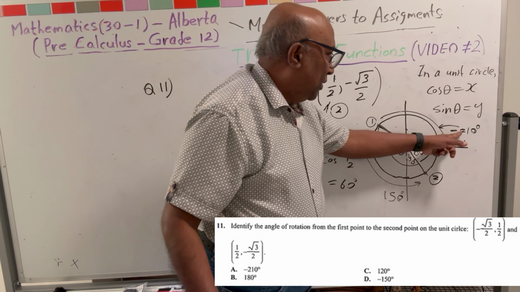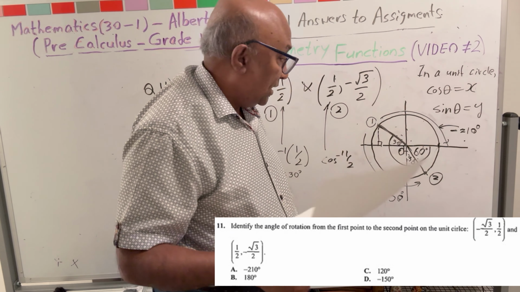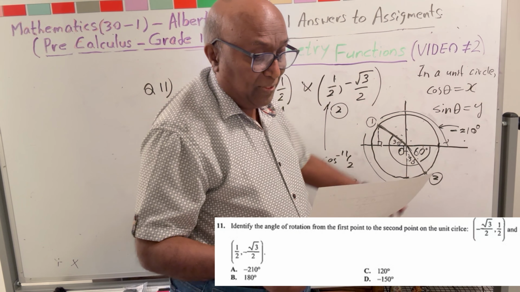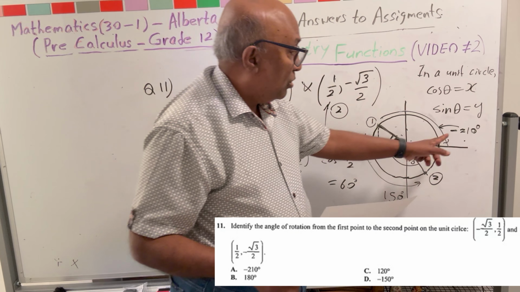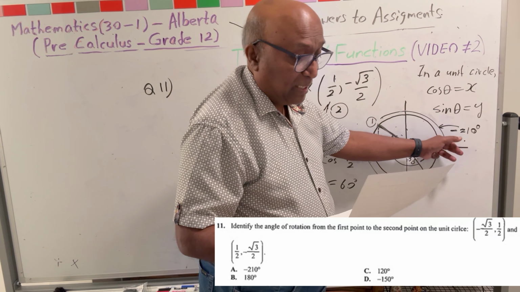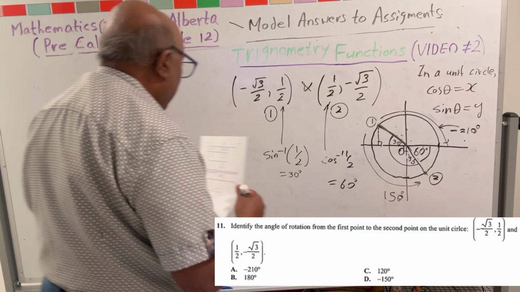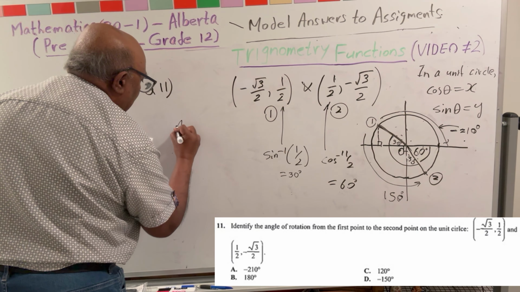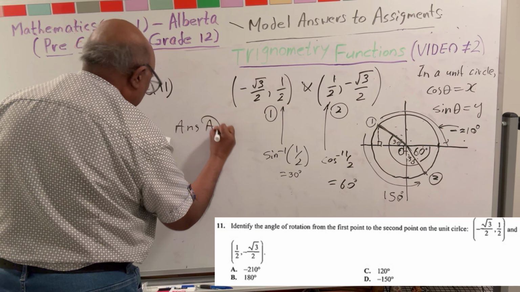Our answer should be this one or this one. Let's read the given answer. Out of these, the given answer is actually 210. That means we have to accept that value. That means the answer should be A.